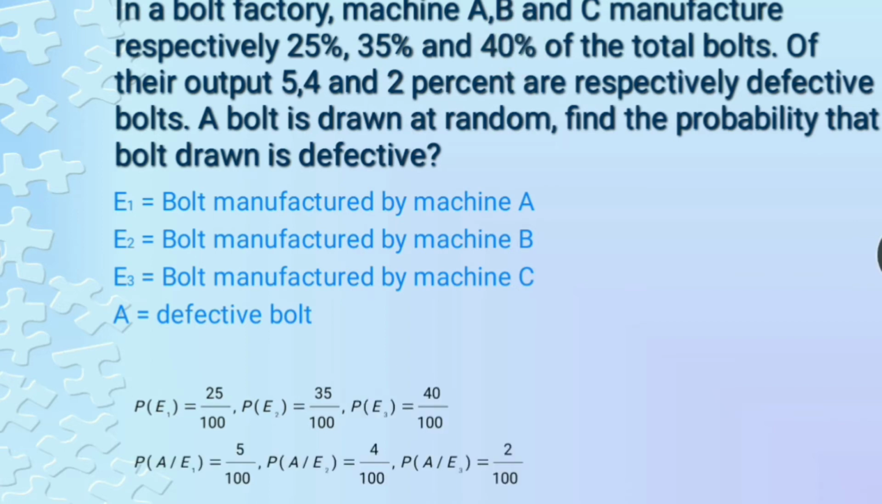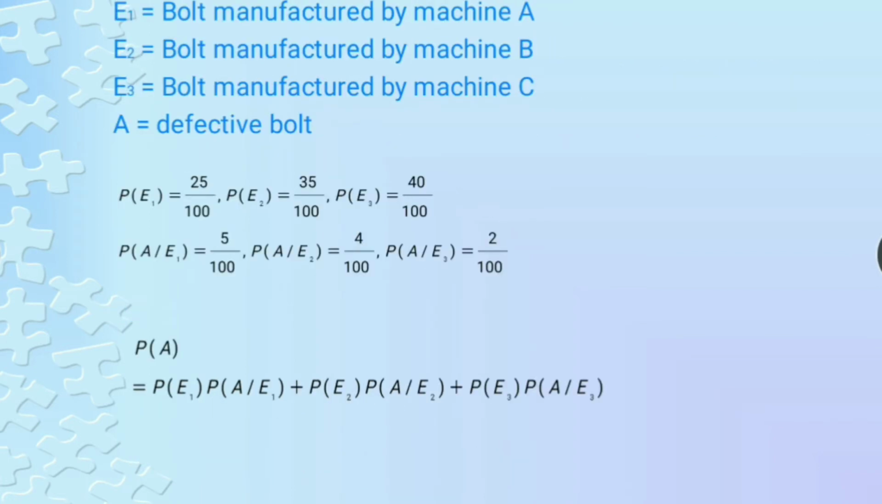What is probability of A given E1? Event A is defective bolt. So defective bolt manufactured by machine A is 5 upon 100. Defective bolt manufactured by machine B is 4 upon 100, and defective bolt manufactured by machine C is 2 upon 100. So we need to find probability of A by total law of probability.